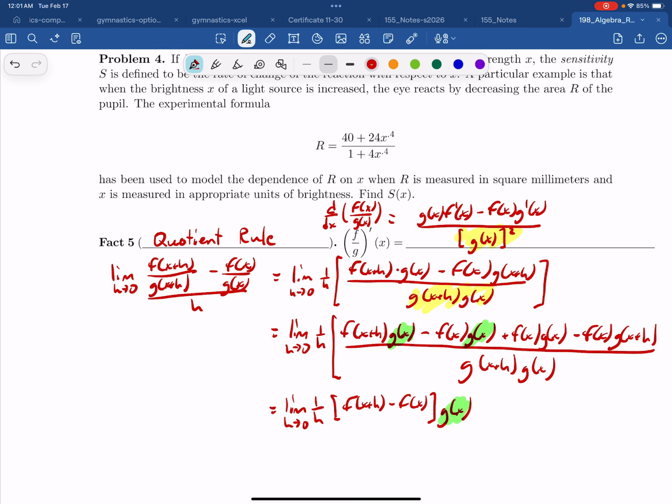And then this is going to be plus, I'm going to split up the 1 over h as well. So we're going to have 1 over h times f of x times the fraction, g of x minus g of x plus h. Why don't we do this minus, and now it's g of x plus h minus g of x.